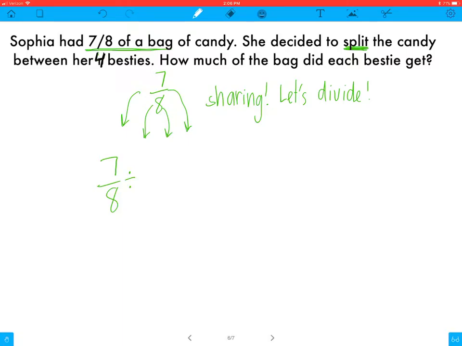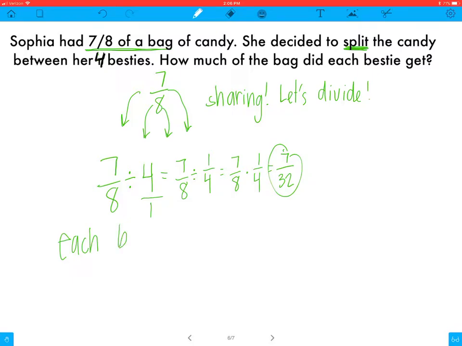Now that 4, a common misconception would be, just make it 1/4 automatically. Now, that's not what it is. Remember that 4 is actually 4/1, but then we change it to 1/4 when we find the inverse operation. So don't automatically go to 1/4 and then accidentally do the reciprocal and get 4/1, because then you're going to get the wrong answer. So my numerator is 7 and my denominator is 32. So each of her besties is going to get 7 thirty-seconds of that bag.